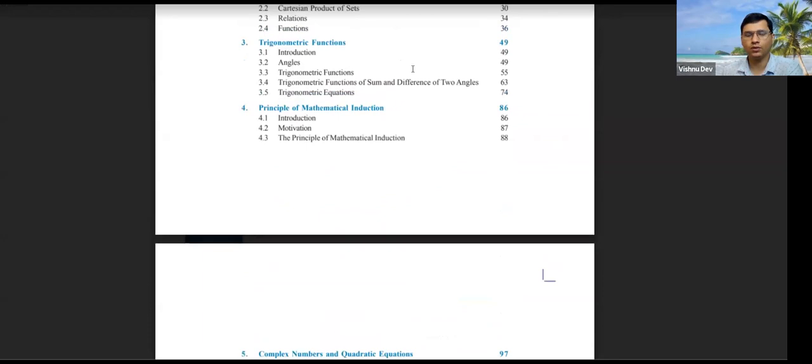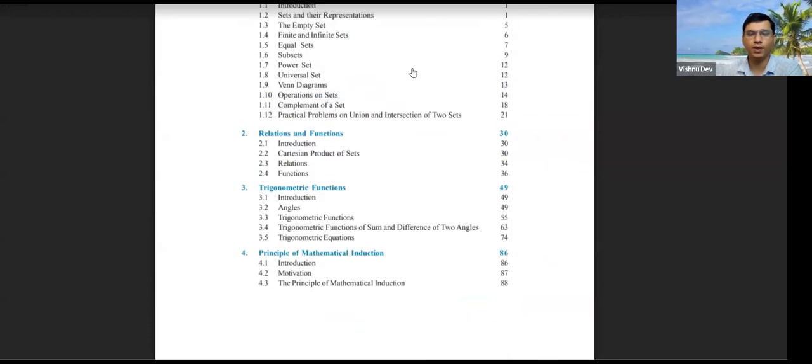So I told you that we will start trigonometry at an advanced level, because it is already covered in your normal class. It is already covered in your class. So we will start trigonometry.